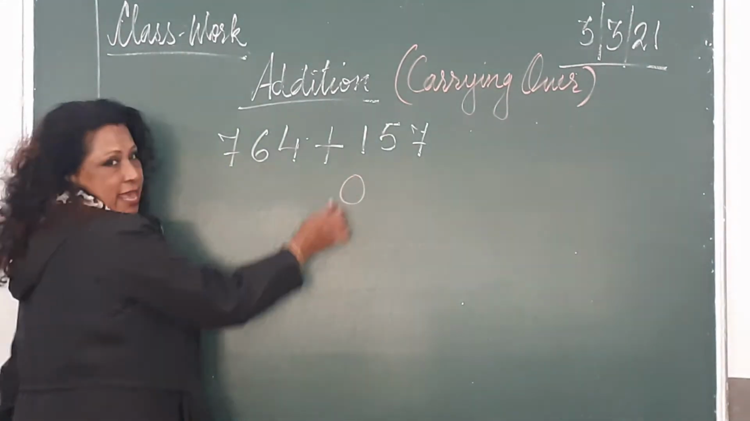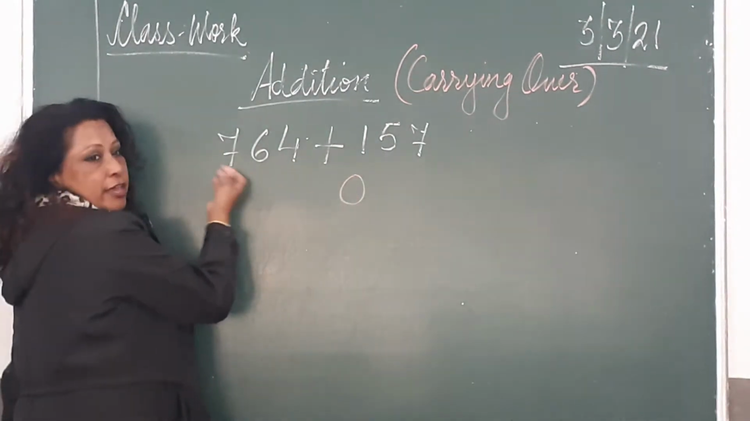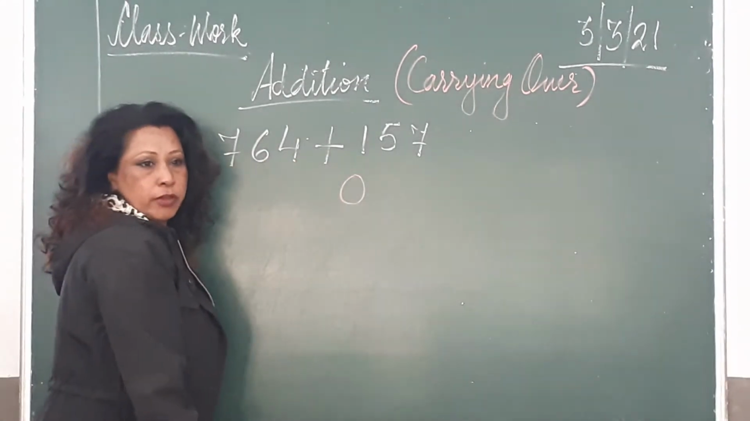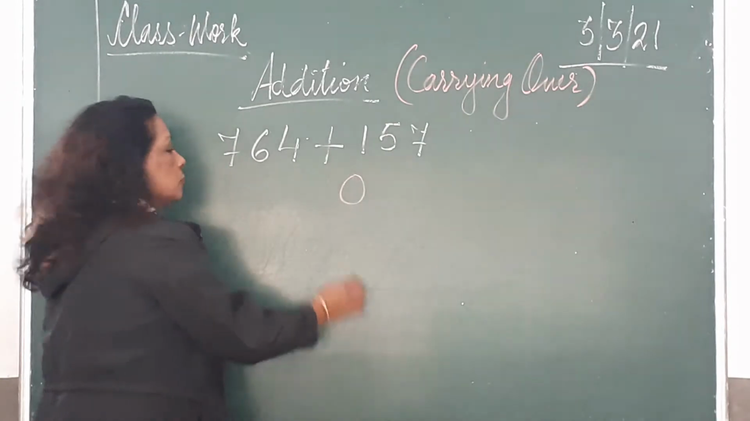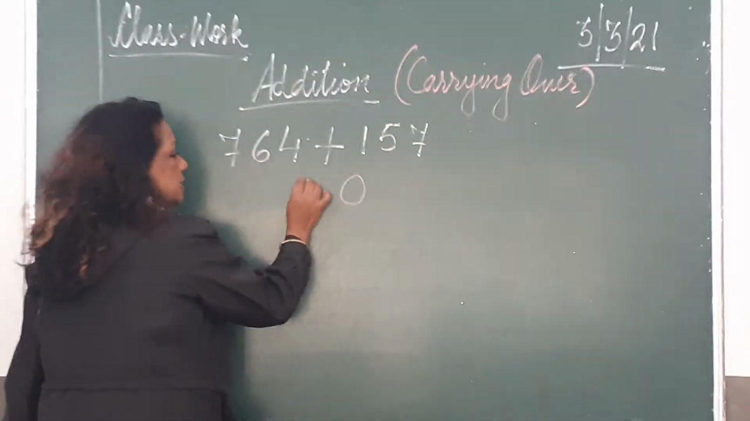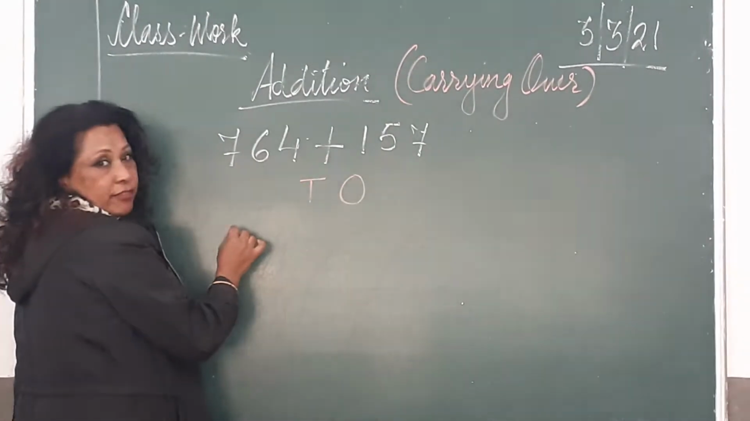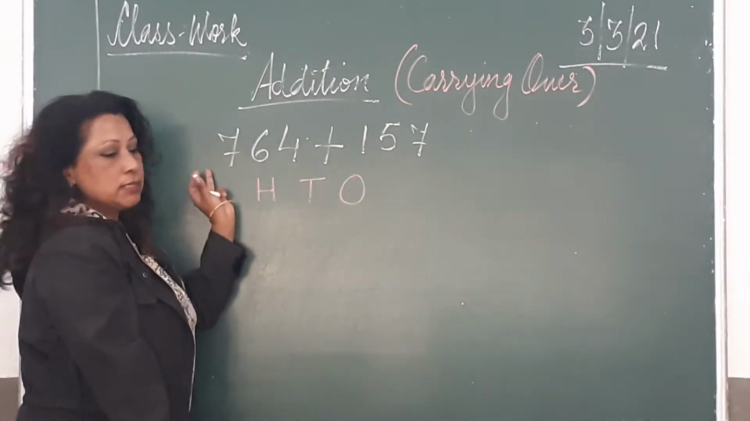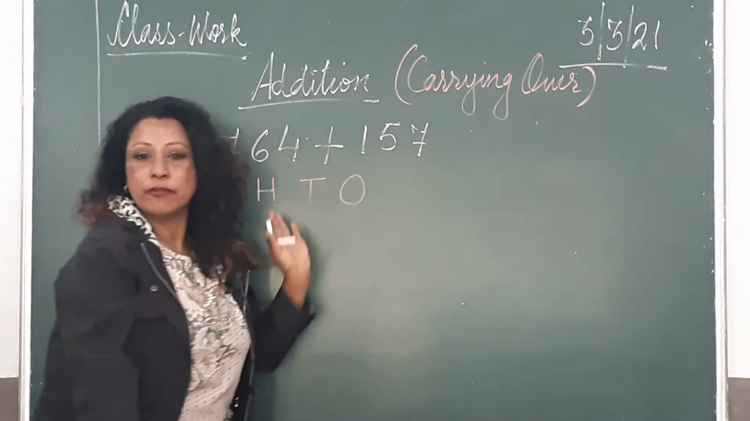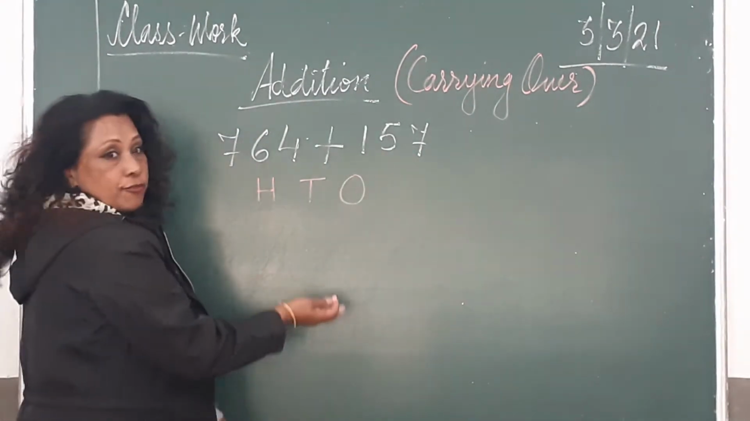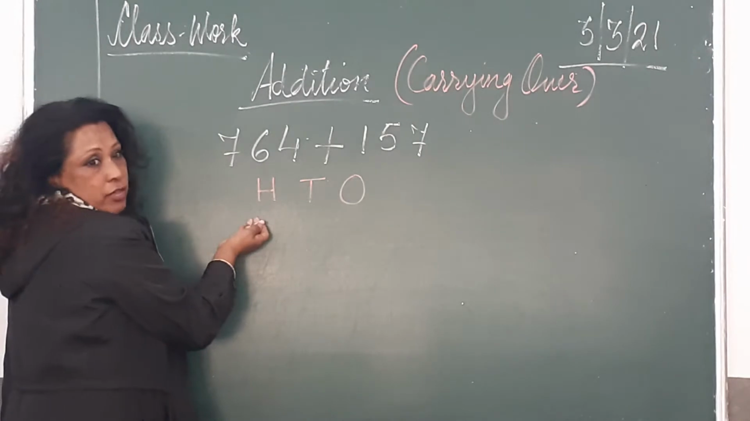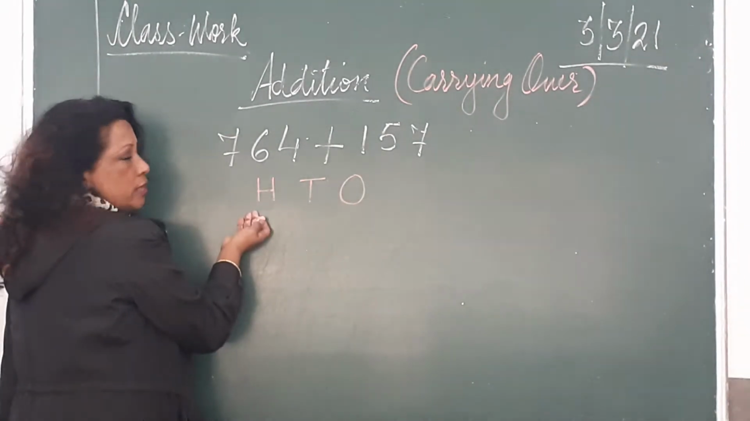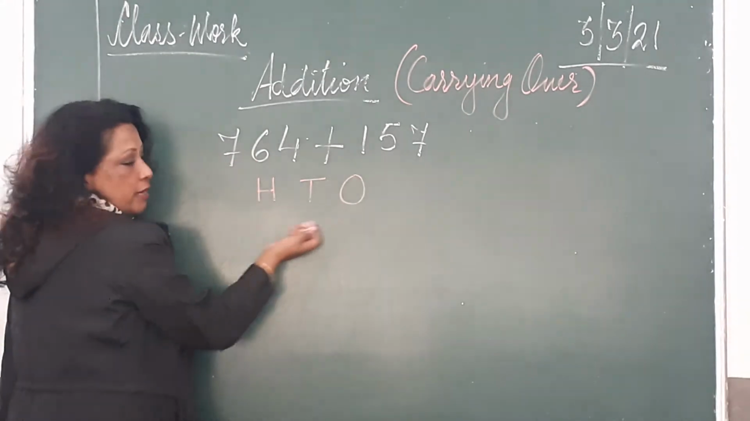So you have to write the names of the digits. Each digit has a name. The first digit is ones, the second digit is tens, and the third digit is called hundreds. Ones, tens, hundreds. Ones, tens, hundreds. These are place values, also called units. After we write the units, we bring the numbers here and arrange them.